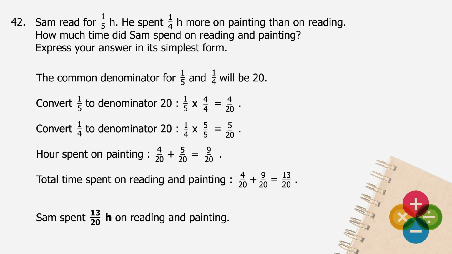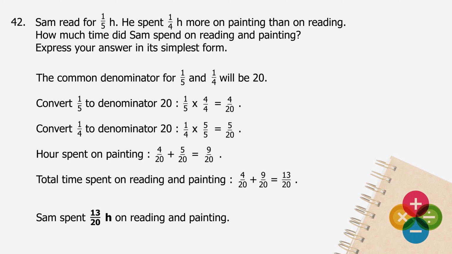The common denominator for 1/5 and 1/4 will be 20. Convert 1/5 to denominator 20 will be, multiply 1/5 by 4, and the product is 4/20. Convert 1/4 to denominator 20 will be, multiply 1/4 by 5, and the product is 5/20.